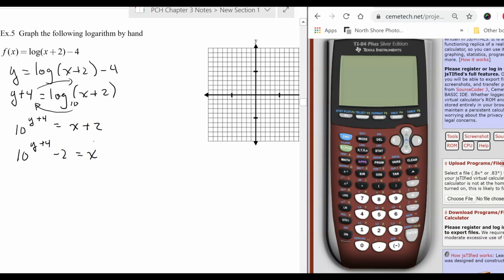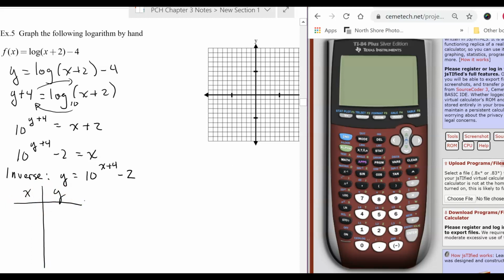So typically when you do this, you'll flip-flop the x and y and then solve it back for y. So we'll just do that in the last step here. So then my inverse function becomes y is equal to 10 to the x plus 4 minus 2. So this is our inverse, and let's take a look at some values for this inverse function.